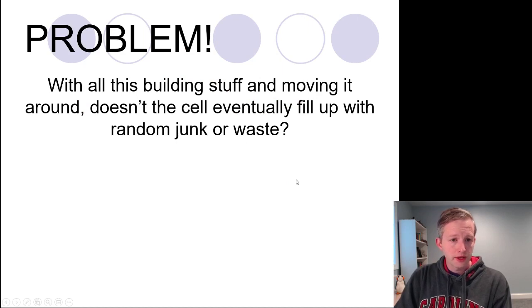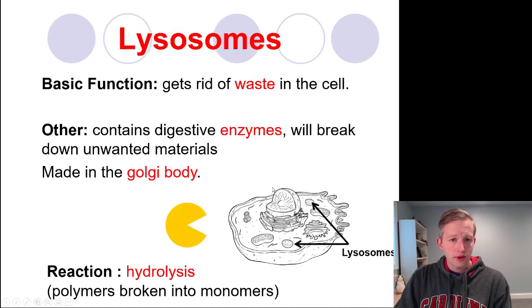So with all this building and moving, doesn't the cell just fill up with junk? Well, it would, for sure. There's lots of stuff constantly being produced inside of the cell. There's nutrients coming in. There's nutrients being broken down into their potentially waste products. There's lots of things going on. And that's why the cell has another organelle, which is called the lysosome. And the lysosome, real simply, it gets rid of waste in the cell.